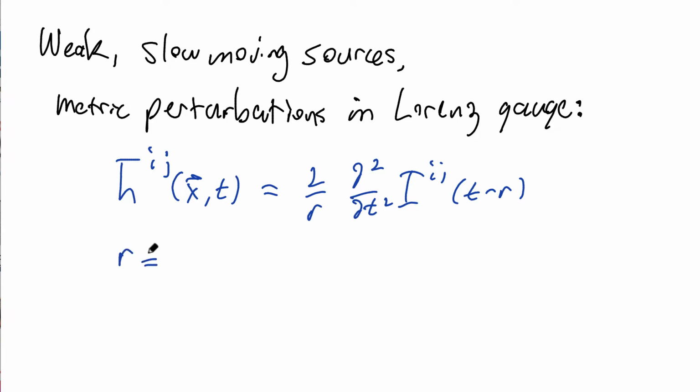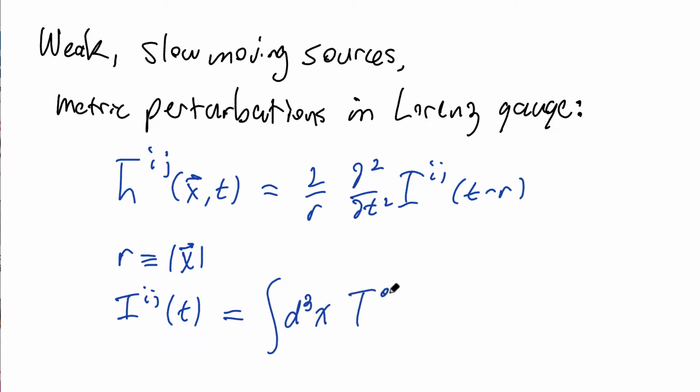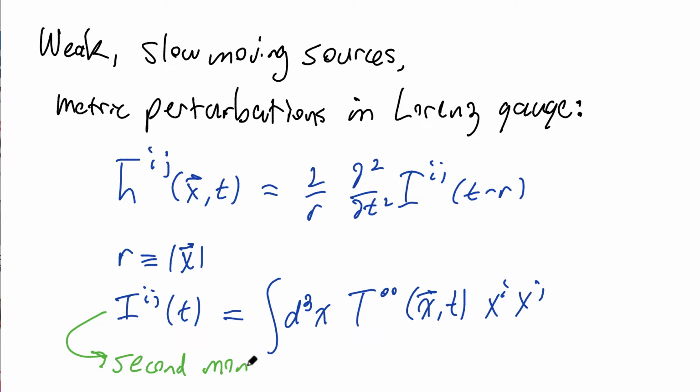where r is just the distance from the coordinate origin to the field point x. We're assuming that the coordinate origin is buried deep inside the source. And I_ij is the second moment of the mass distribution. So it's a function of time, and it's given by the integral d3x of T00 of x and t, x_i x_j. So this is the second moment of the mass distribution.